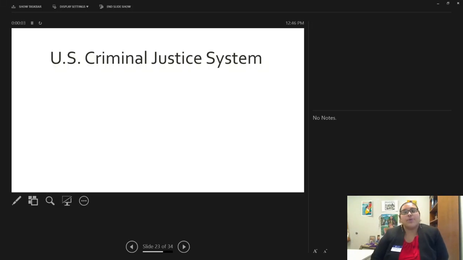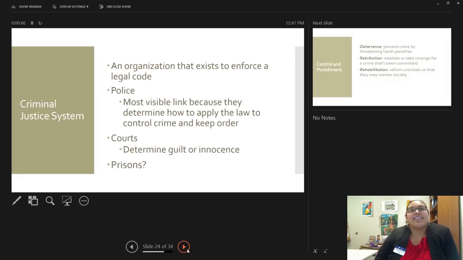Okay, so we are going to do the last lecture, which is going to be on the criminal justice system. We'll talk about a few concepts, but we'll also discuss the prison industrial complex, private prisons as well. So let's get started on just how to define the criminal justice system. It's an organization that exists to enforce a legal code.